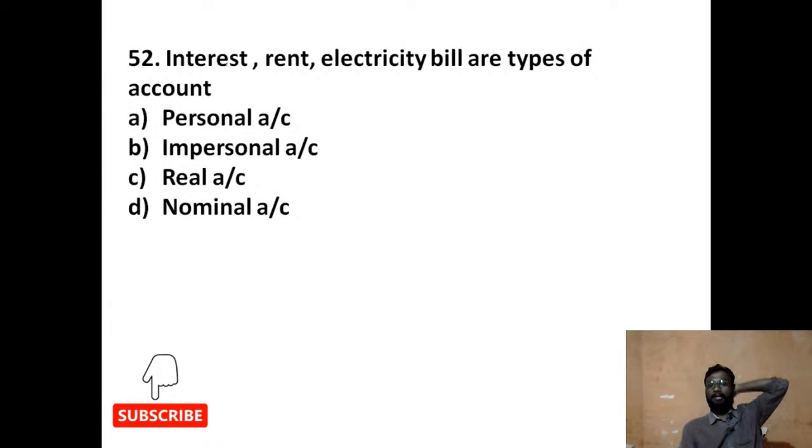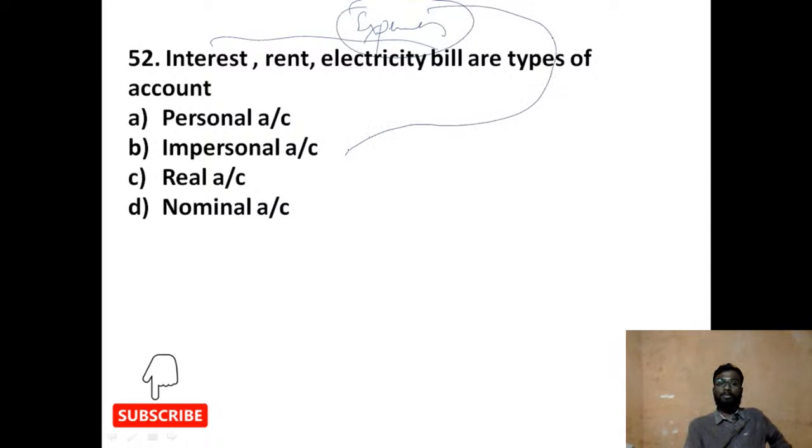Interest, rent, electricity bill are types of which accounts? See, interest, rent and electricity bills are all expenses. So all expenses are part of nominal account. So option D is the right answer.